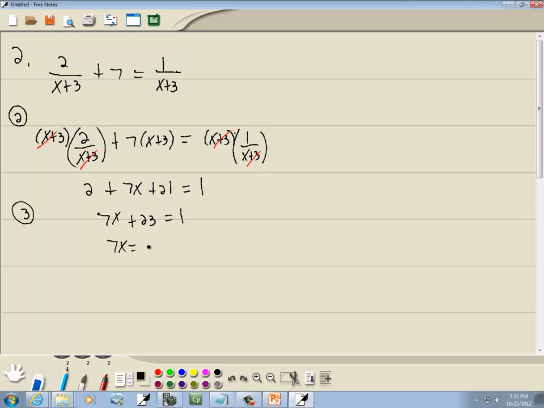Get everything with an x on one side and numbers on the other, so take 23 over. 1 minus 23 is negative 22. Divide both sides by 7. And I get x is equal to negative 22 over 7.